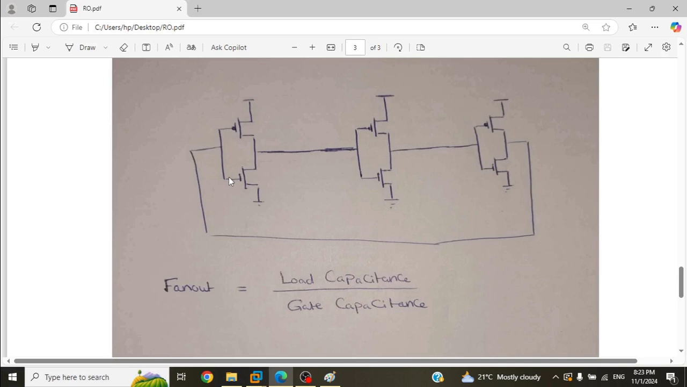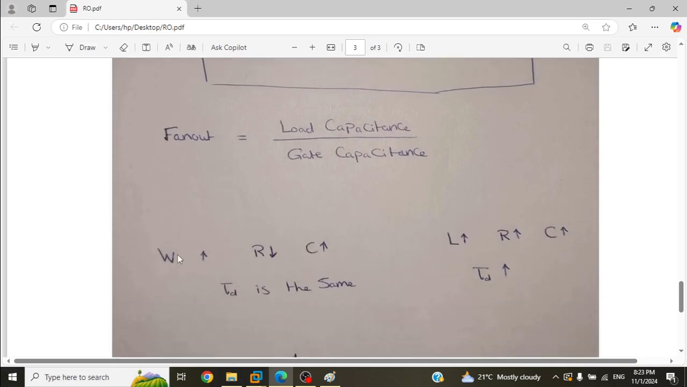But if we increase the length, the charging current decreases and the capacitance increases, which increases the delay time and hence decreases the frequency of the oscillator, in two directions. So increasing width: resistance decreases, capacitance increases, but the delay is the same. Increasing the length: resistance and capacitance increase and the delay time increases as well. This is the case if we have no load capacitance.